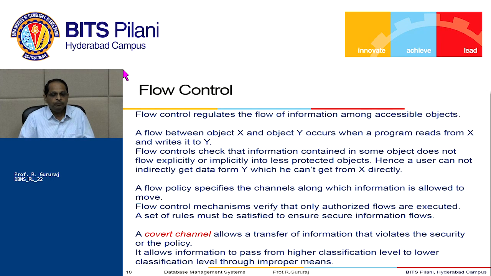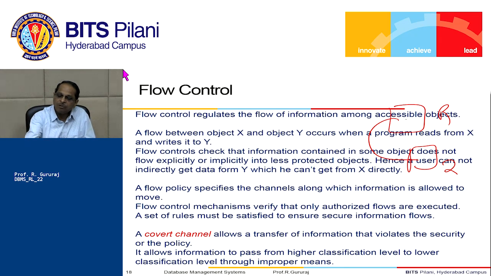Next is flow control. Flow control regulates the flow of information among accessible objects. That is, if we have two tables, relation R1 and relation R2, the flow of data from one relation to the other is known as flow of information. A flow between object X and object Y occurs when a program reads information from X and then writes it to Y. So data can be transferred from relation R1 to R2 when some program reads the data from R1 and then writes it back to R2.